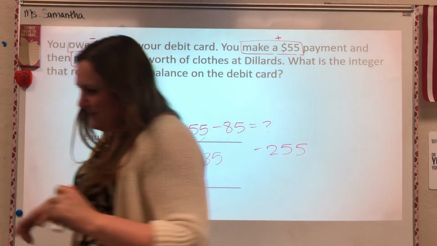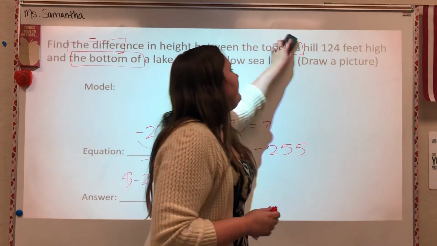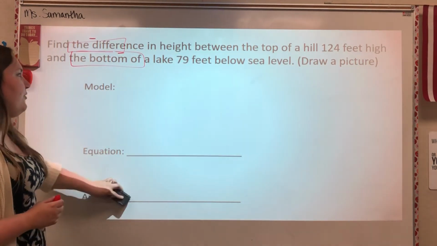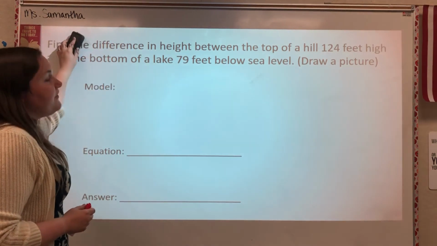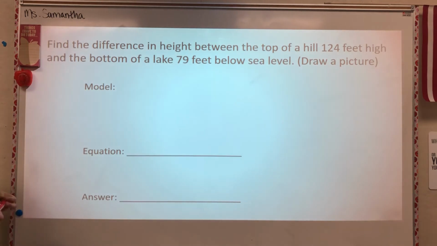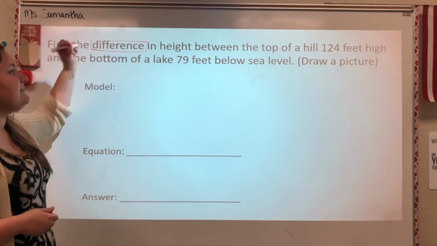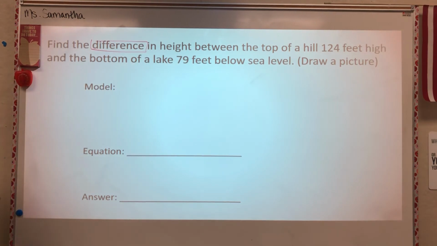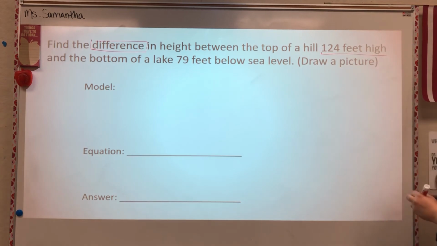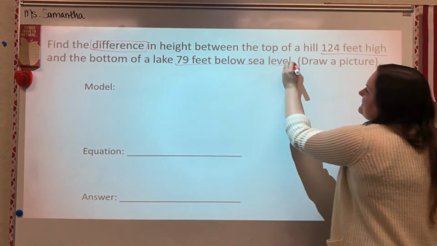There's one last example we're going to look at. And that's this question here. Instead of talking about money or temperature, we've got an example of the third place you might see negative numbers, which is this situation here. The question is asking us to find the difference in height between the top of a hill, 124 feet high, and the bottom of a lake, 74 feet below sea level.